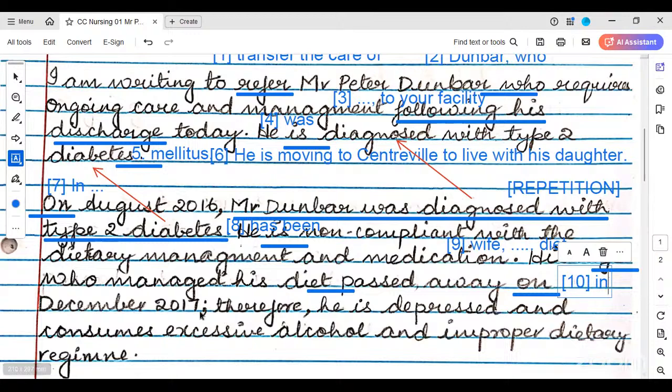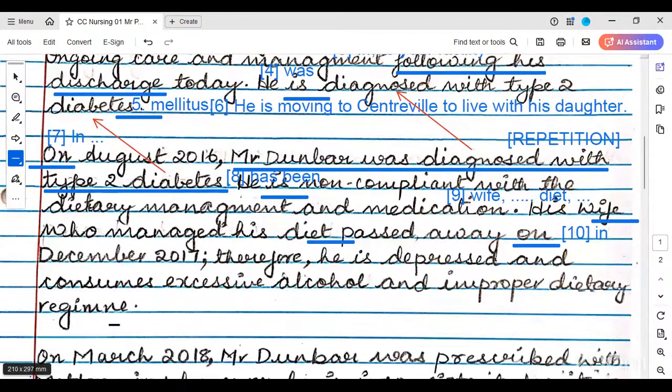So in December 2017, right? The sentence is getting longer. Therefore, comma, he is depressed and consumes excessive alcohol and improper dietary regimen. So here you are going wrong again. There is another mistake here, regimen, a spelling mistake.